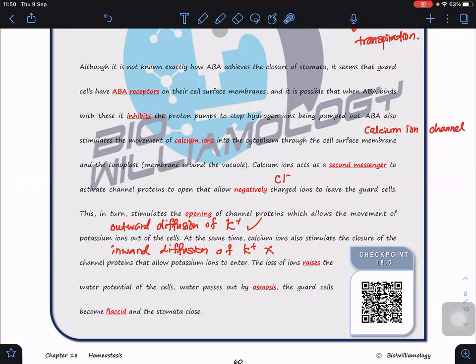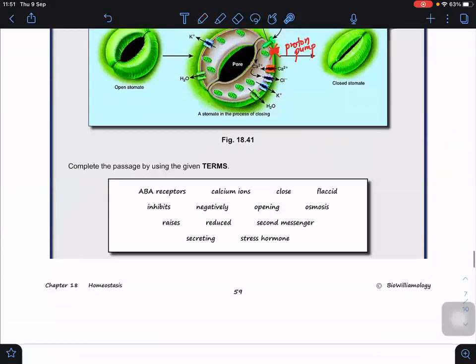So the loss of the ions increases the water potential inside the cells. Write down: water molecules. This cell refers to the guard cell, not the surrounding cells. Water molecules now move out of the cell by osmosis down the water potential gradient. Therefore, the guard cell becomes flaccid and the stomata now close. Okay, any more questions regarding the closure of the stomata?